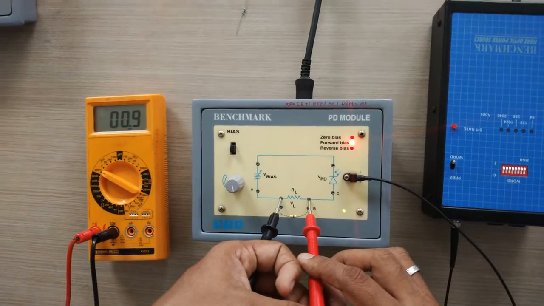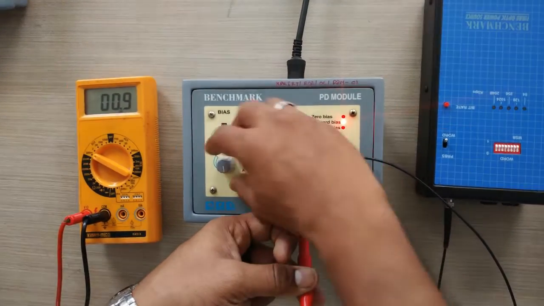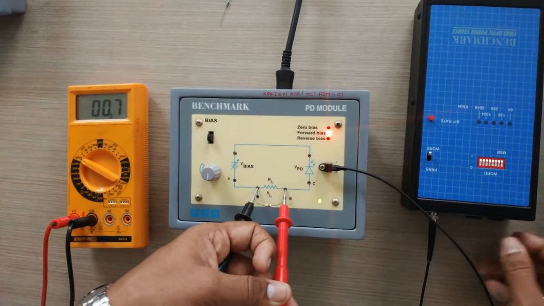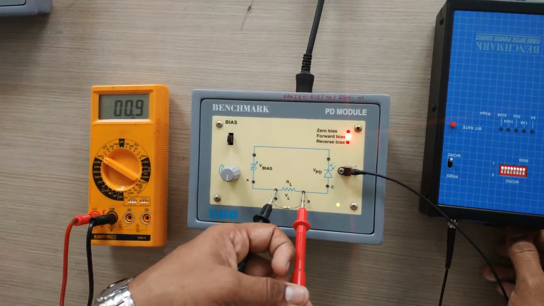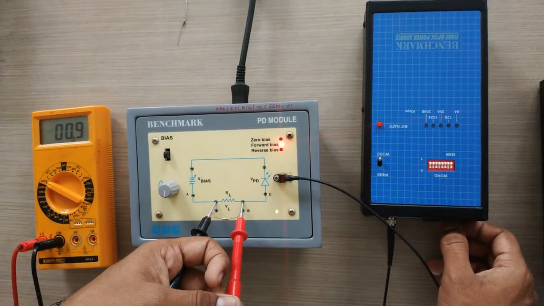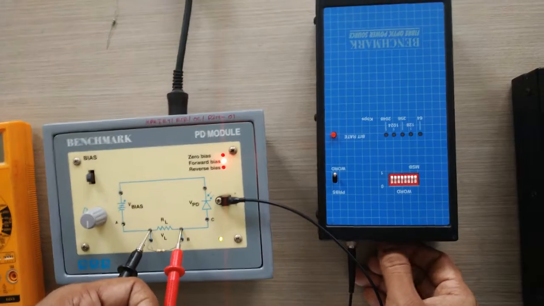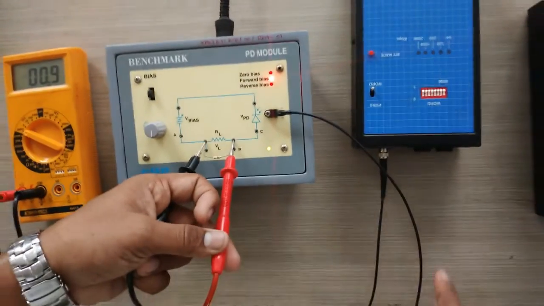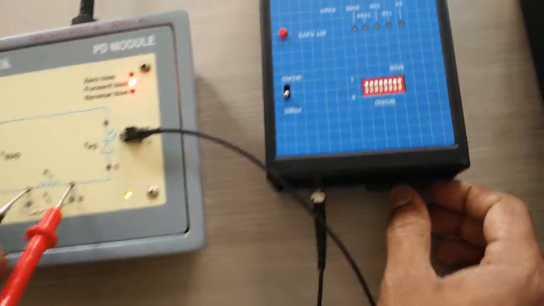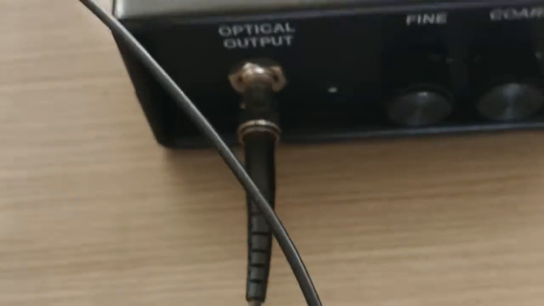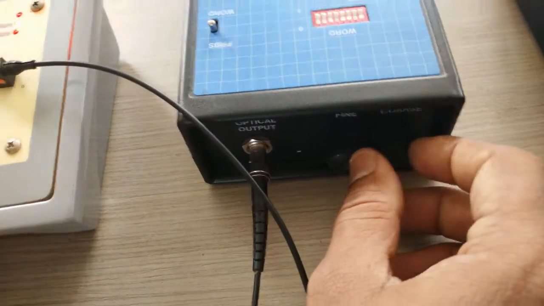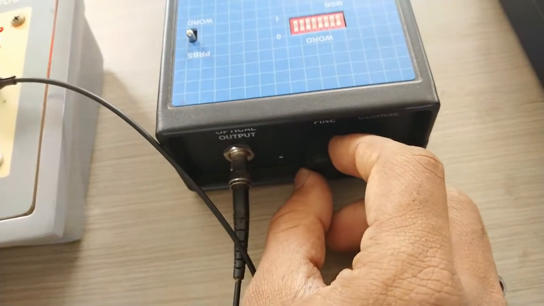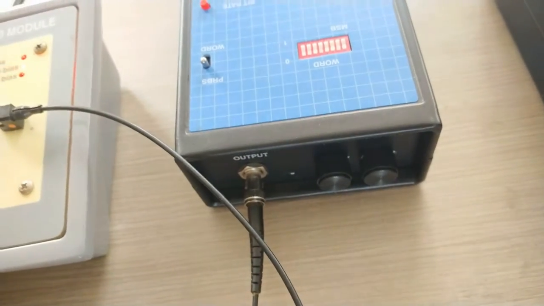Okay, and then we are going to fix this voltage constant and we are going to vary the power level. I am varying the power level here. So I am going to vary this power value. Okay, so you can see the voltage difference here.